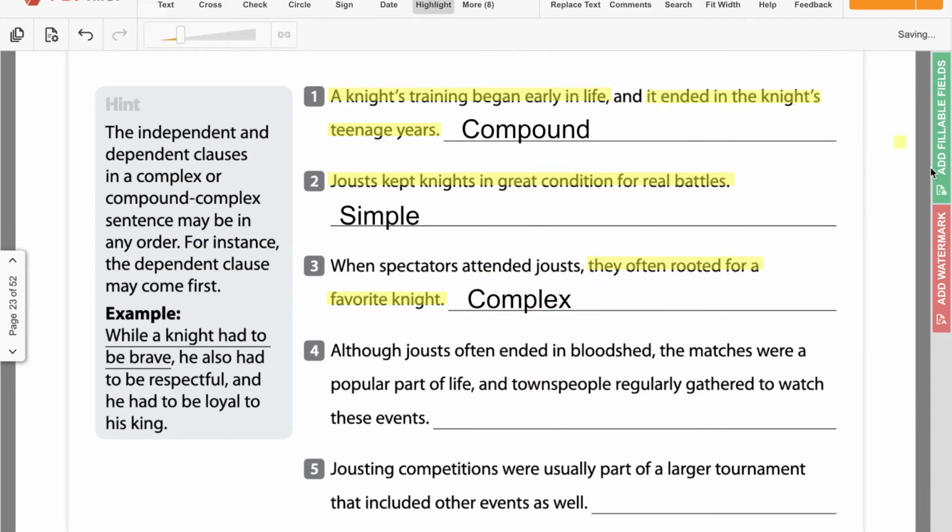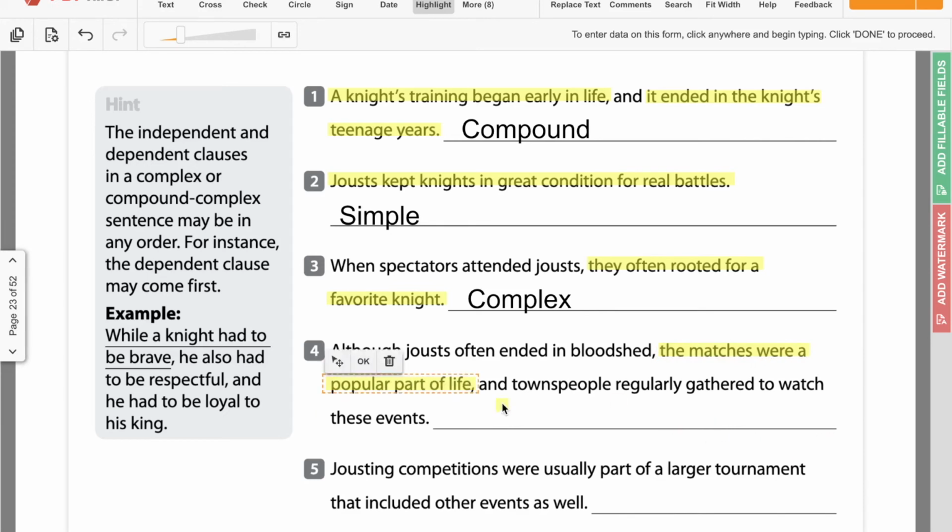Although jousts often ended in bloodshed, the matches were a popular part of life, and townspeople regularly gathered to watch these events. So we separate with the commas. Although jousts often ended in bloodshed, leaves us asking, although jousts often ended in bloodshed, what? So we know that's a dependent clause. If we just said the matches were a popular part of life, does that make sense on its own? Yes, it does. So that is our independent clause.